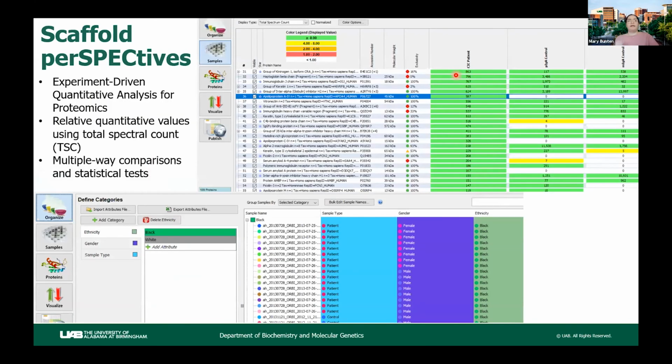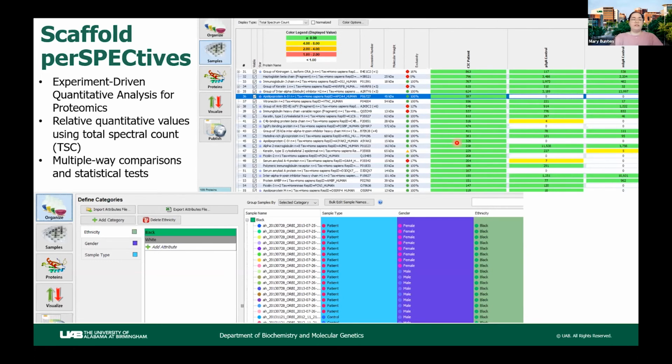So Scaffold Perspectives is basically experiment-driven quantitative analysis for proteomics. It's more for biomedical analysis of samples. So I'm able to go in and categorize multiple ways each of these different runs on the mass spec by categories that I choose. So for example, either sample type, gender, or ethnicity. And then when I do the statistical testing all in the software, I can manipulate which category I want to actually look at in the statistical test.